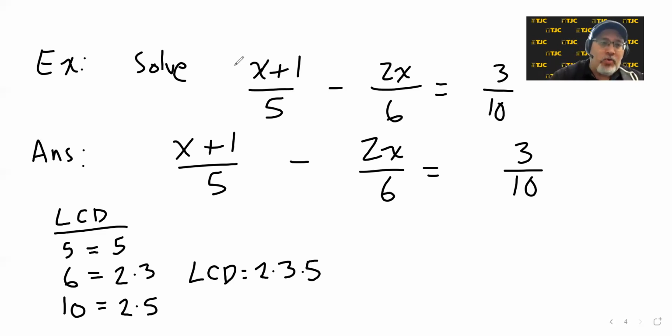I know the 5 shows up twice, here and here, as does the 2. But in the individual denominators, it only shows up once at a time. So I only have to worry about taking out one 5 at any moment. 2 times 3 times 5 is 30.